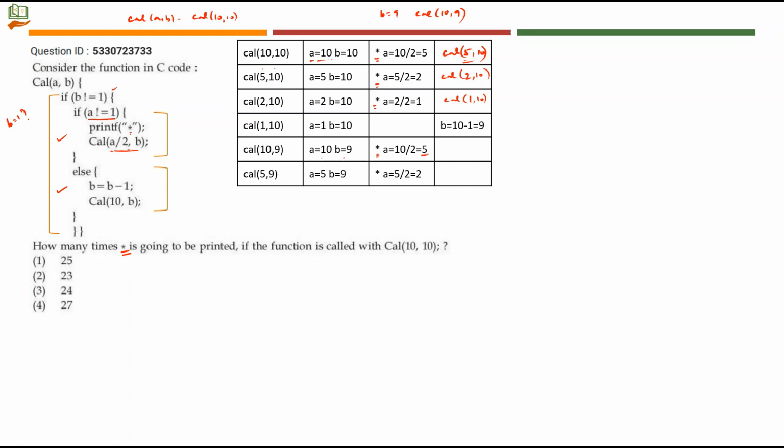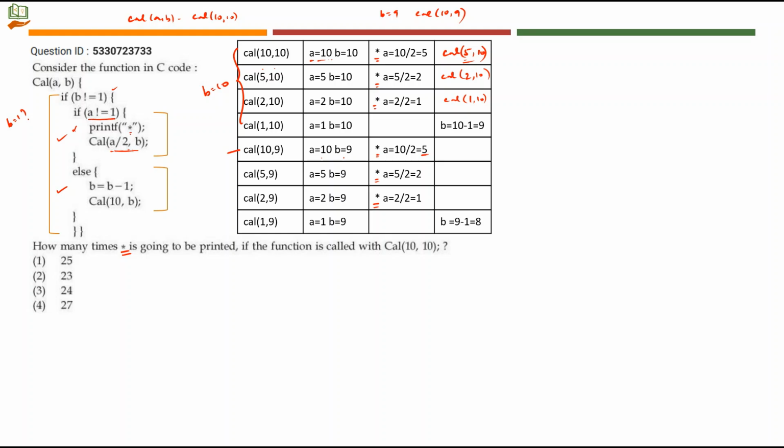So in all these 4 places b was 10. Now b is 9 from here. So 5 comma 9, again asterisk will be printed. 5 by 2 is equal to 2. Again we have 2 comma 9, again asterisk will be printed. This time we have a is equal to 1. So when a becomes 1, this if block will not be executed, but it goes to the else block. We are getting into the else block where b's value is decremented to 8.